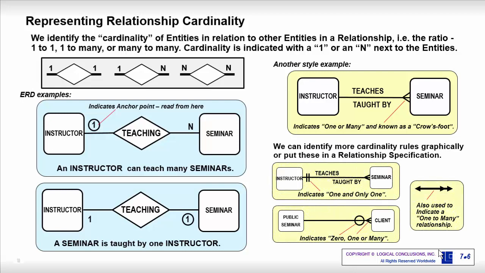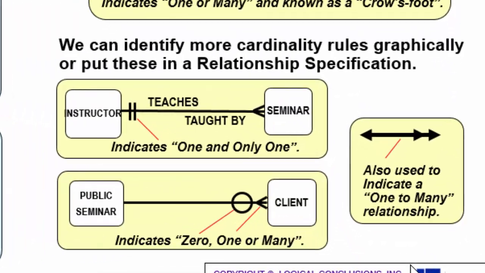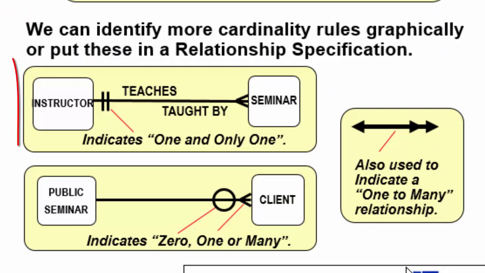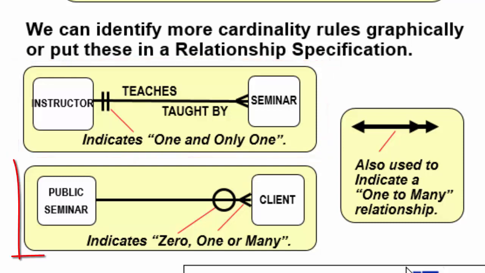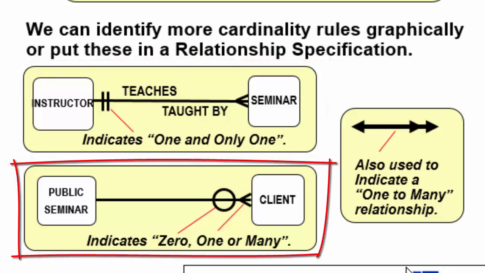For example, we can specify more cardinality rules graphically or put these in a relationship spec. The lower right models show more modeling symbols. The top small model reads that an instructor can teach many seminars, but a seminar can be taught by one and only one instructor. The lower model shows a public seminar can have 0, 1 or more clients associated with it. In my business, this is true at any point in time. When I schedule a public seminar, I don't know if any client is going to sign up for it.